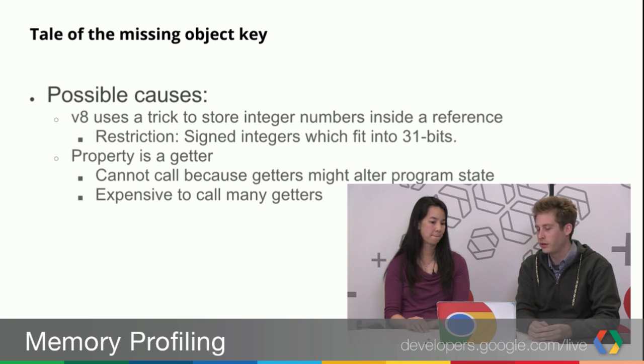There's also cases where a property is backed by a getter. And so when you do a heap snapshot, the heap snapshot can't call the getter because it might alter the program state or might be incredibly expensive to call the getters. Right. Because there could be many thousands of these objects with these getters. So it avoids doing that. So you might see when you take a heap snapshot that some keys are missing, but they're still there. Yep. All right. Good things to be careful of.